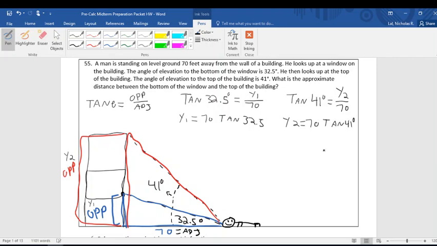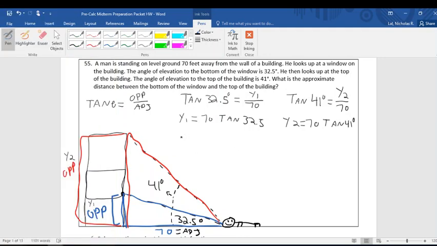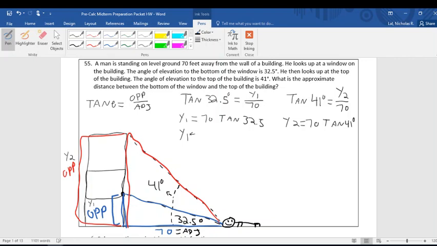So how do we find y1 and y2? We bring out our trusty calculator. We go to our mode. We make sure we are in degree mode, because we are in degrees. That's our unit. Then we do 70 times the tangent of 32.5. That value is 44.59. So y1 is approximately equal to 44.59.